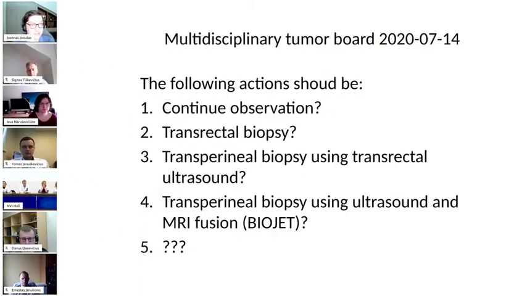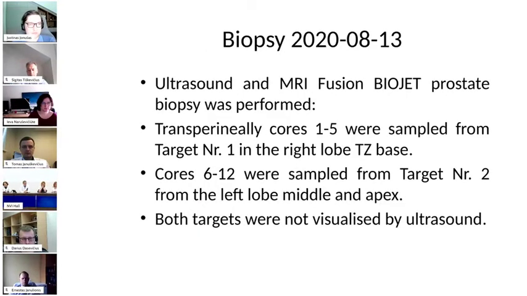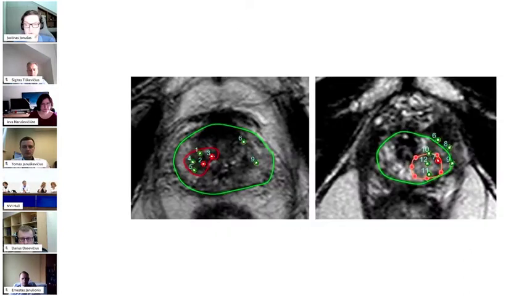So, board, we will determine that we will go to the line of secondary radiotherapy, so we will start from biopsy. Would the administrator be so kind as to put me back on my slides? Thank you. And it was decided to perform a biopsy, and there were cores 1 to 5 sampled from target 1 in the right lobe, and cores 6 to 12 sampled from the left lobe.